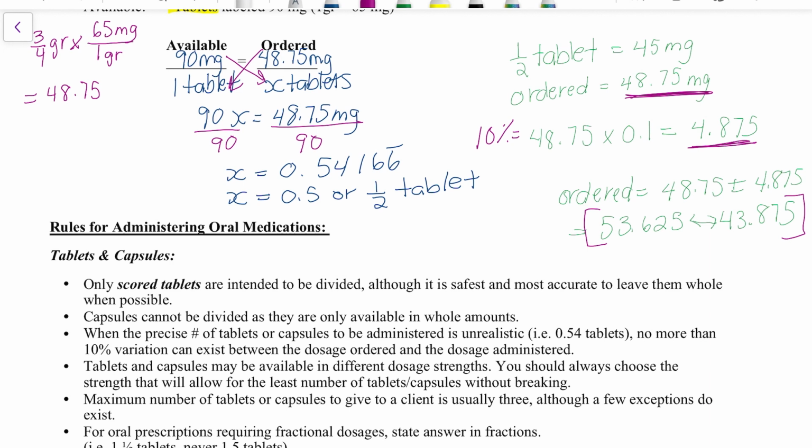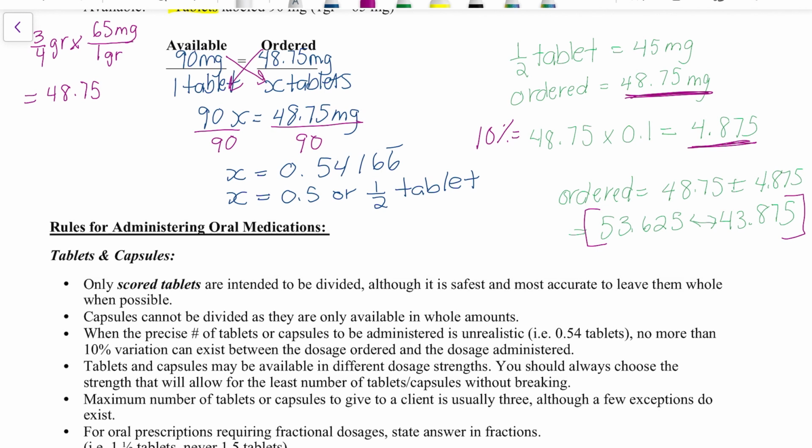The next rule is that tablets and capsules may be available in different dosage strengths. So if you have a couple of different dosage strengths available to you, you want to choose the strength that will allow for the least number of tablets or capsules without breaking. Whichever one gives you the least number of whole tablets would be the best strength to choose.